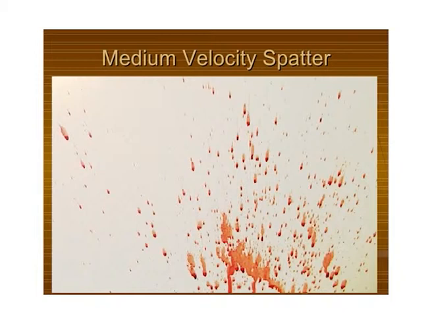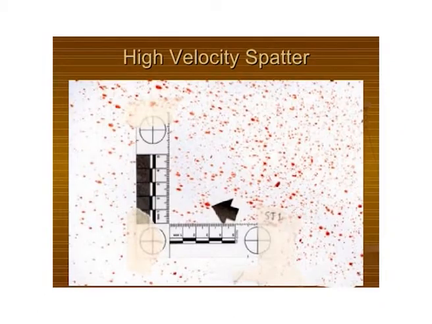Medium velocity impact spatter is formed when a blood source is subjected to a force associated with beatings or stabbings. The resulting stains range from 1 to 4 mm in diameter. High velocity impact spatter is formed when a blood source is subjected to a force associated with shooting using firearms. The resulting stains are usually less than 1 mm in diameter.